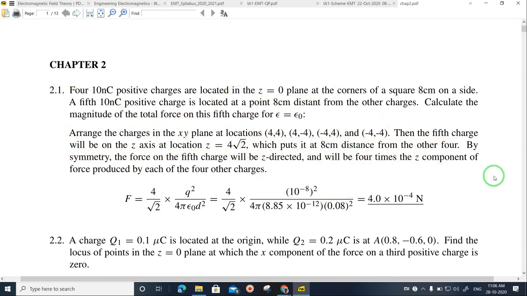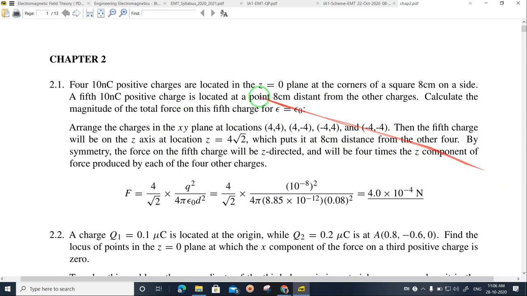Because this is not the solution. They have just explained it and given the hint, that's all. Right? So if you have written the same thing word for word, maximum you will get 2 marks. So how to solve it, I'll show you here.